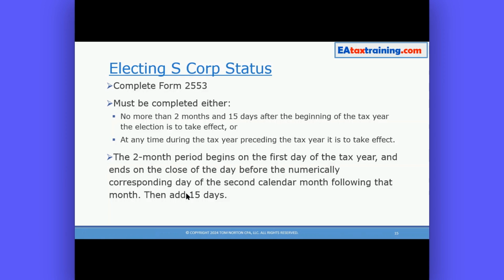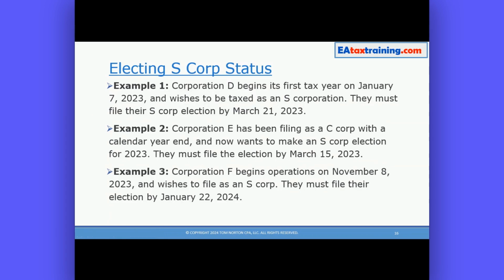But sometimes the entity will start up in the middle of a tax year. So it'll start up on some random date like June 14th. So then you have to be able to figure out what is 2 months and 15 days from June 14th. So that's the reason for this wording the way they do. So let's look at some examples.